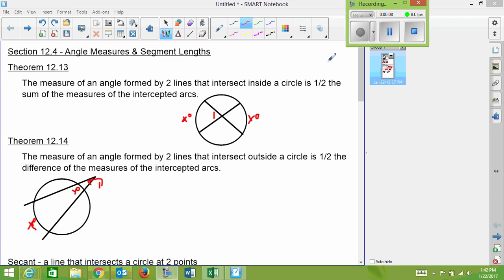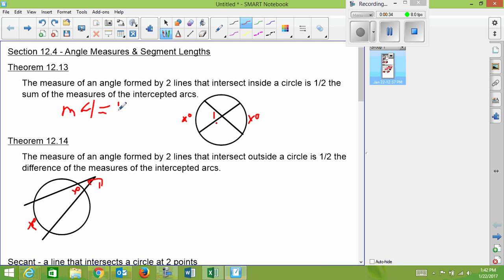Theorem 12.13 says that the measure of an angle formed by two lines that intersect inside a circle is half the sum of the measures of the intercepted arcs. So in this example I have drawn here, you have two lines that intersect inside the circle right here. If I'm trying to find angle 1, that rule says the measure of angle 1 would be half of x plus y added together. I obviously didn't put any numbers in there for x and y, but that is what you would use for that rule.